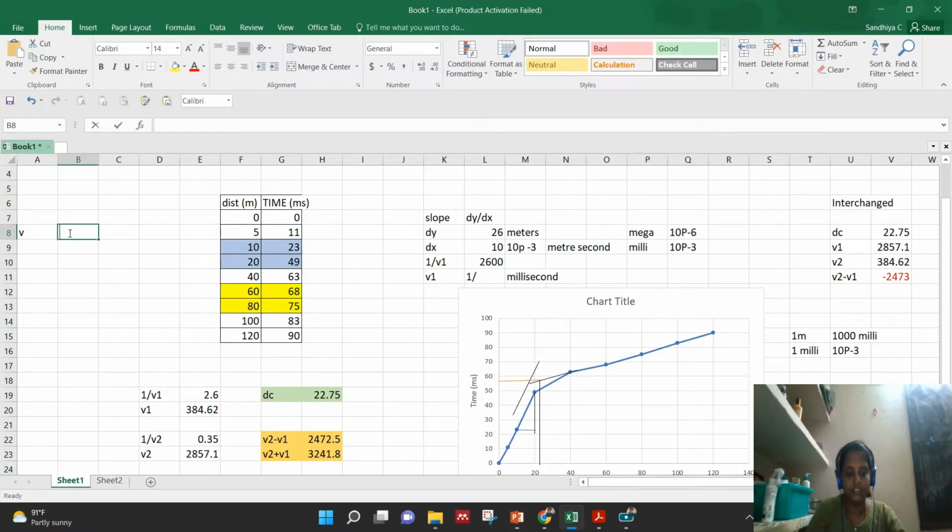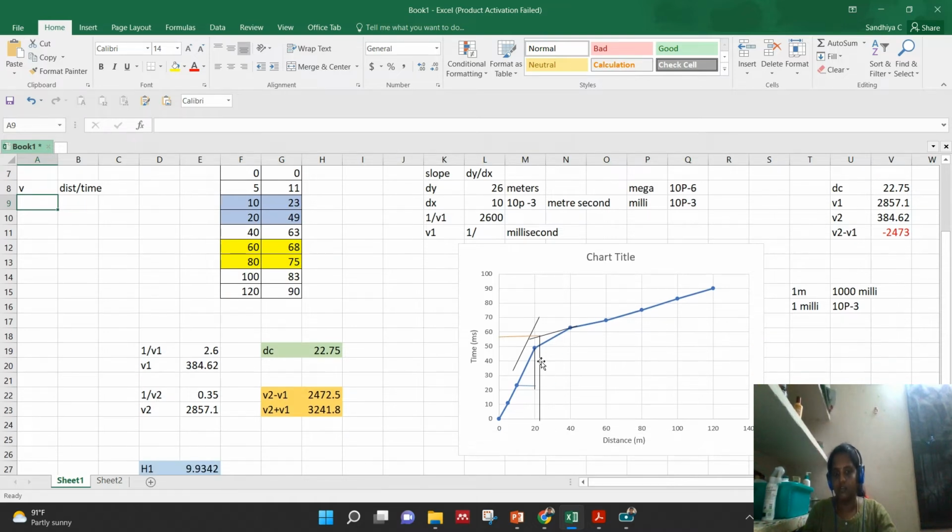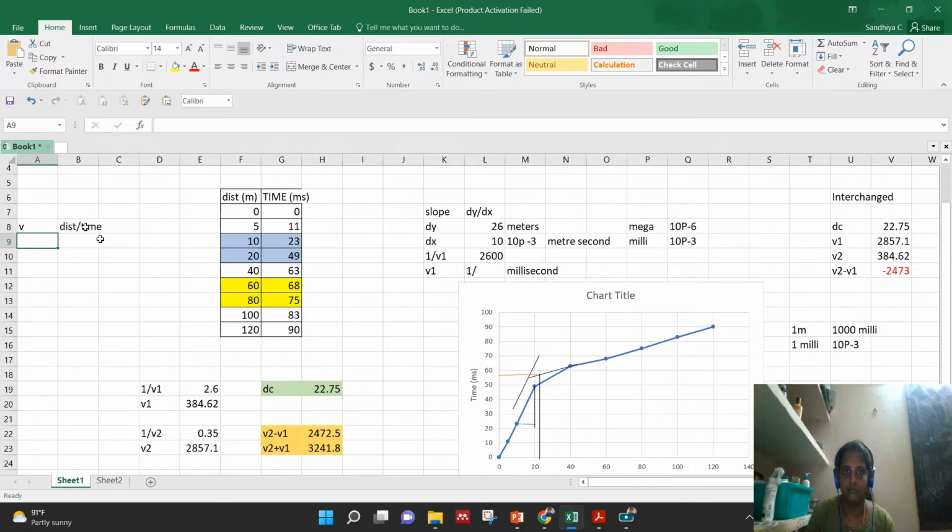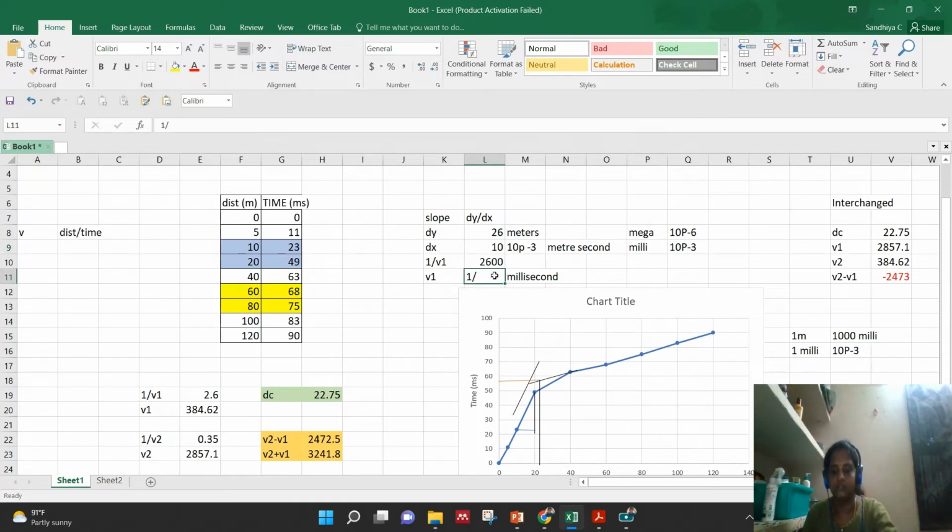Velocity is distance divided by time. So what we are doing here is measuring time divided by distance. So you have to find the inverse value. So when we do 1 by V1, we will be finding the V1 value, because dy by dx, when you're finding the slope, is time by distance that you get. Hence we are doing 1 by V1.